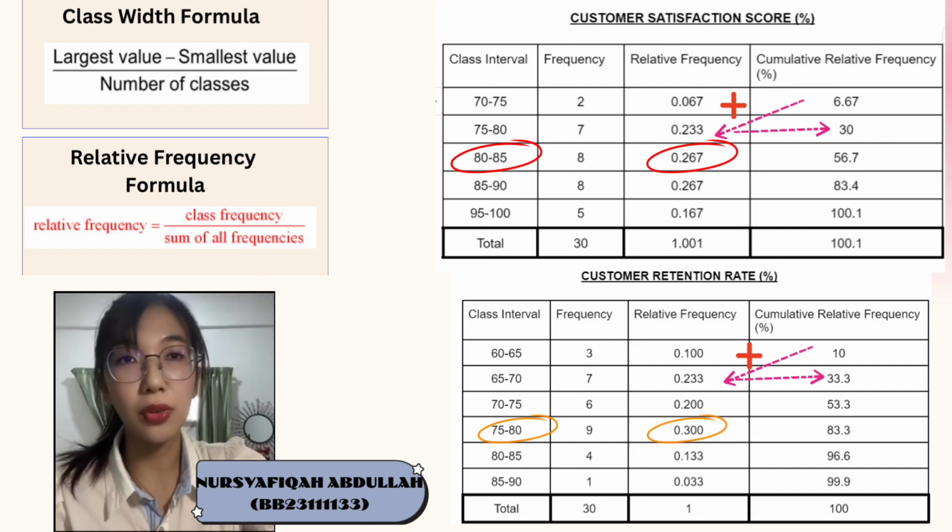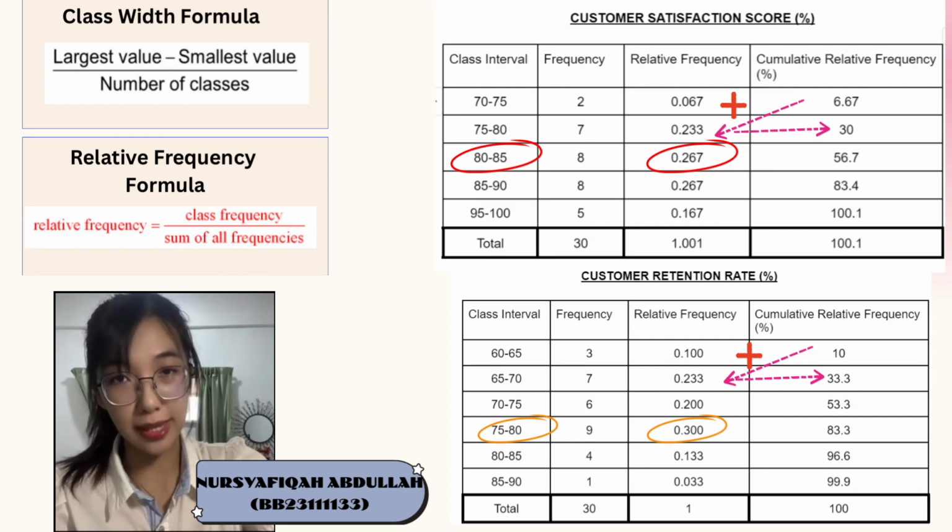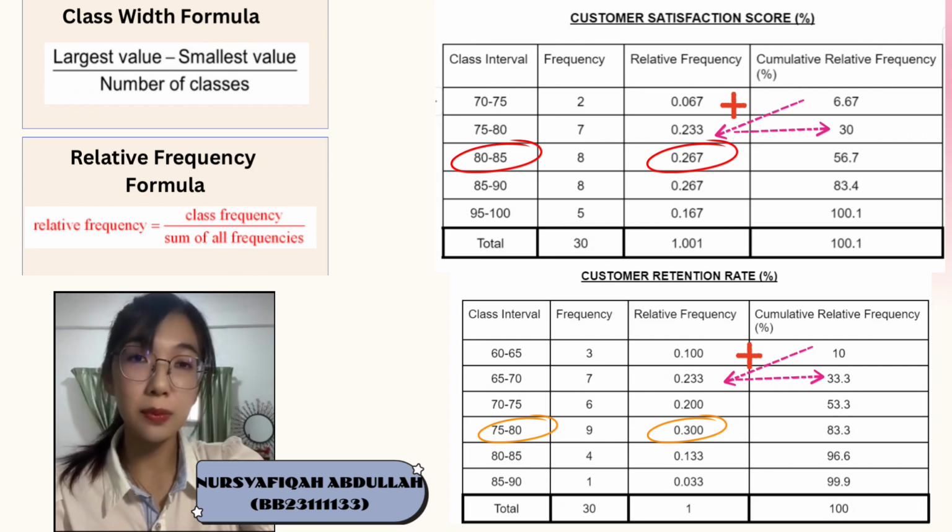As an example, for the class interval 70 to 75, the frequency is 2, so I divide it by the total of 30 and I get 0.067 as the relative frequency. And it goes the same for the customer retention.